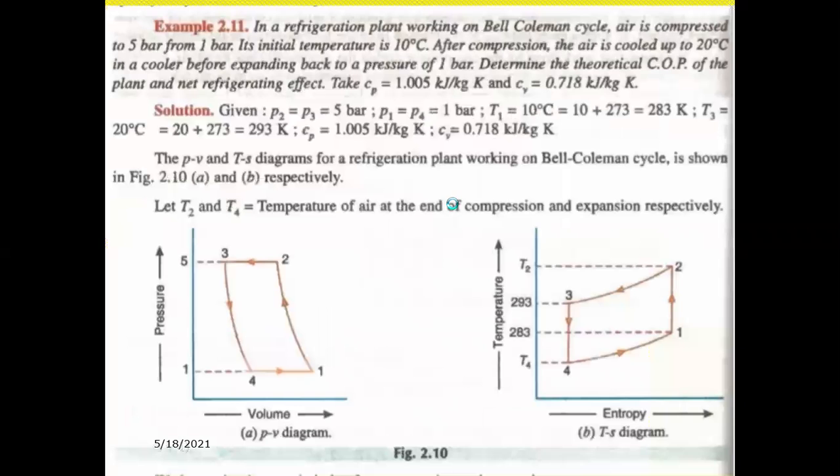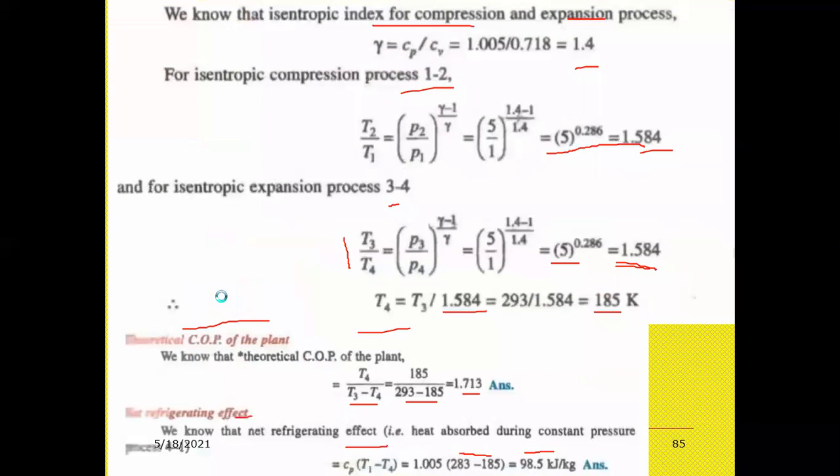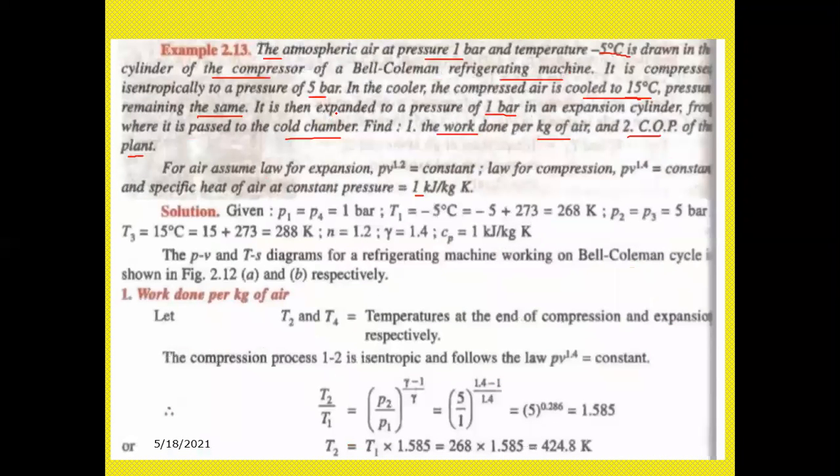So here, on the pressure-volume diagram, 4 to 1 is from expander to the refrigerator. 1 to 2 is from refrigerator to the compressor. 2 to 3 means from compressor to the cooler. 3 to 4 means from cooler to the expander. So based on the concept, now based upon the question, write the given data.